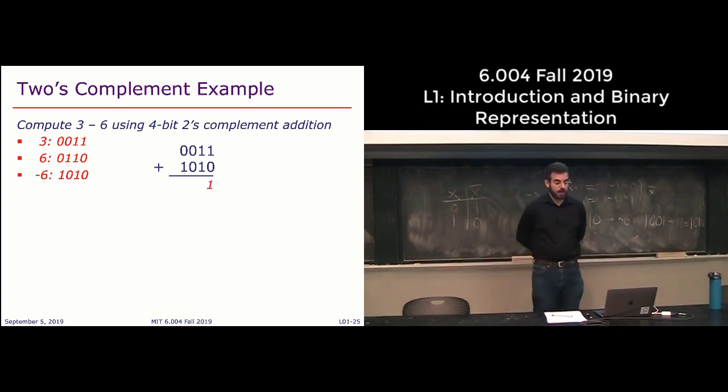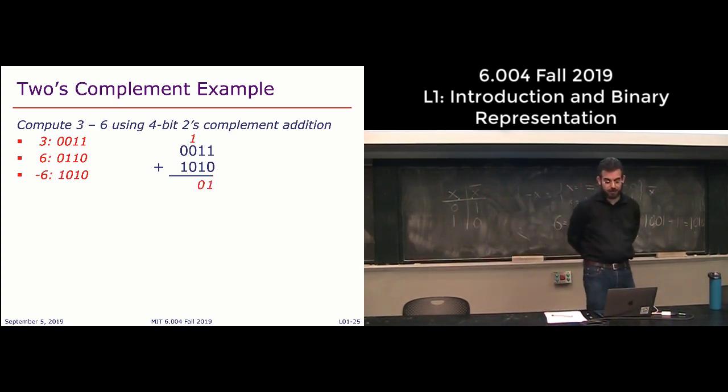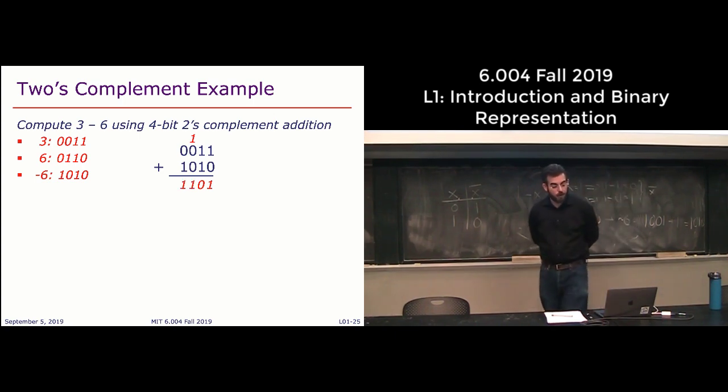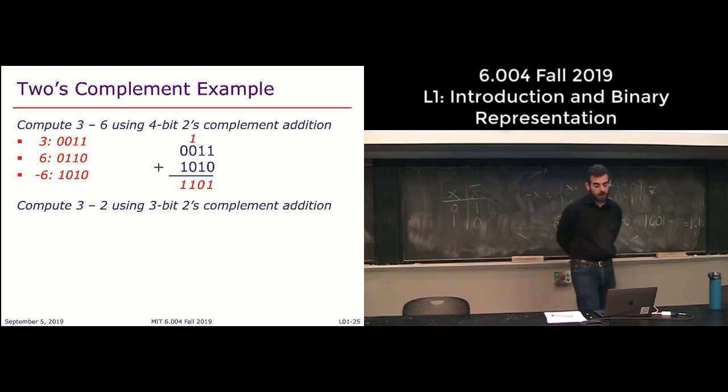Let's put those two together. 1 plus 0 is 1. 1 plus 1 is 0, and we carry on. 1 plus 0 is 1, and 1 plus 0 is 1. And we get 1101, which is minus 3 in 2's complement representation.